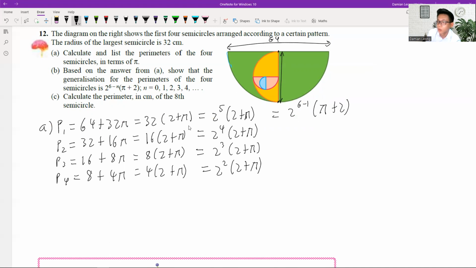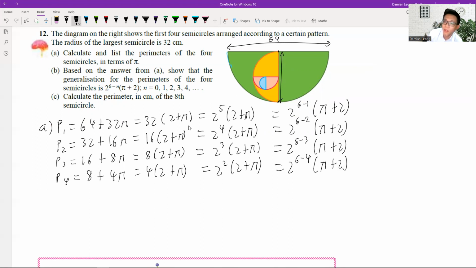2 to the power 6 minus 1, bracket π plus 2, 2 to the power 6 minus 2, bracket π plus 2, 2 to the power 6 minus 3, bracket π plus 2, 2 to the power 6 minus 4, bracket π plus 2. So you can see it's basically the same: 2 to the power 6 minus n, where n is 1, 2, 3, 4, times (π + 2). So that's part B.